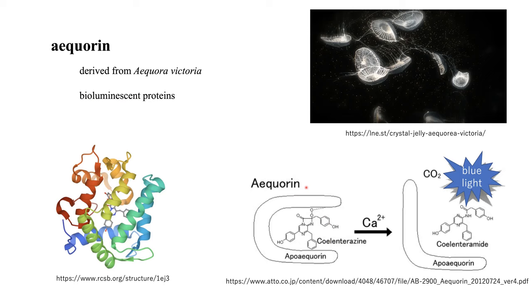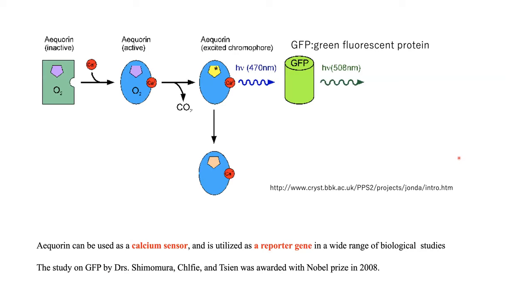Aequorin is bound to a small molecule, coelenterazine. But under a high concentration of calcium ion, the coelenterazine is transformed into coelenteramide, and associated with this transformation, blue light is emitted. But in the actual jellyfish body, the blue light is absorbed by the green fluorescent protein. It is also a protein derived from the jellyfish. Then the green fluorescent protein emits the green light.